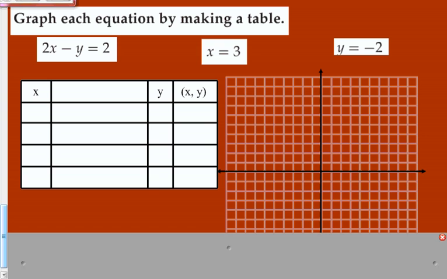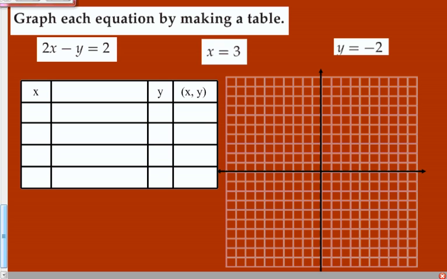The other way you can graph is by making a table. And this should be the last thing I need to show you in this lesson. When we make a table, you're going to create values of x that you want to use and take turns plugging them into your equation. So the first equation we're going to use is this one. It says 2x minus y equals 2.